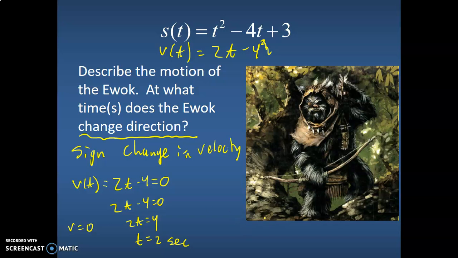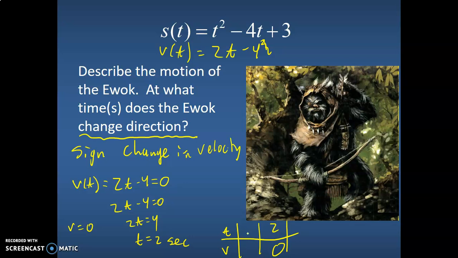So let's make ourselves what's called a sign chart. And in this one, we're going to compare the time versus the velocity. So when the time was 2 seconds, the velocity is 0. So we want to look at a time before 2 seconds and a time that's after 2 seconds. And really all we need to know is whether the velocity is positive or negative before or after.